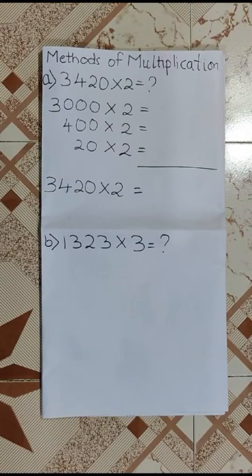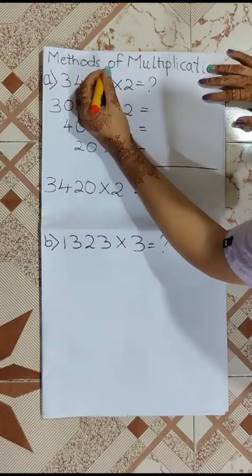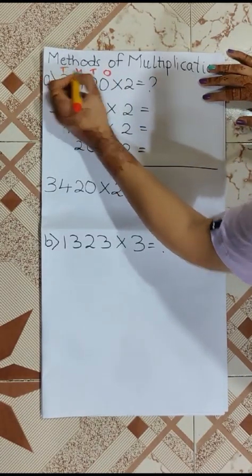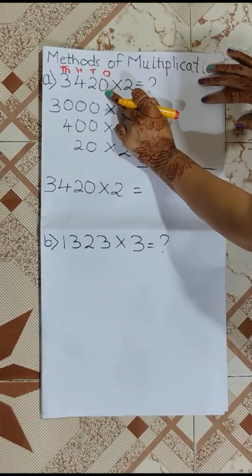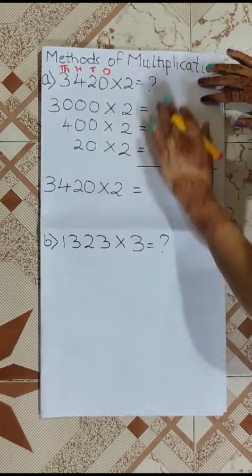Science channel. Today we're going to learn about different methods of multiplication. My first question is 3420 times 2. In this case, we are first going to emphasize place value. That's ones, tens, hundreds, and thousands. Since I have 0 in my ones position, I will tell you the trick as we keep on solving.